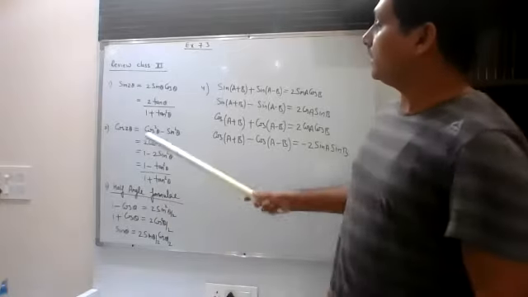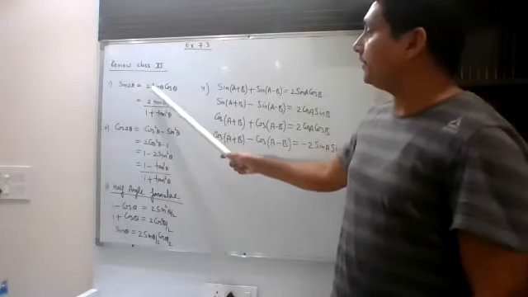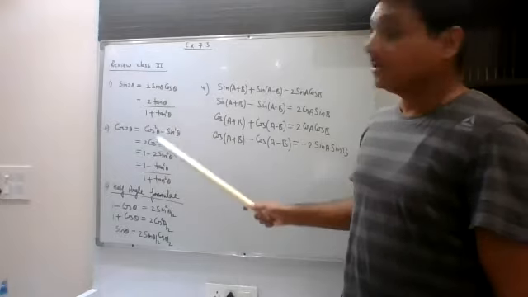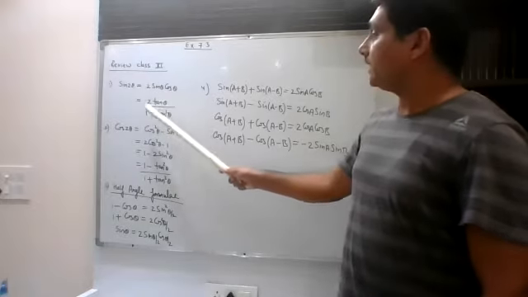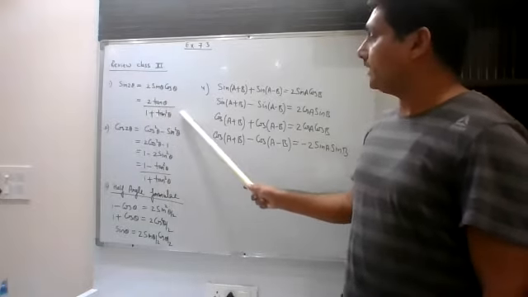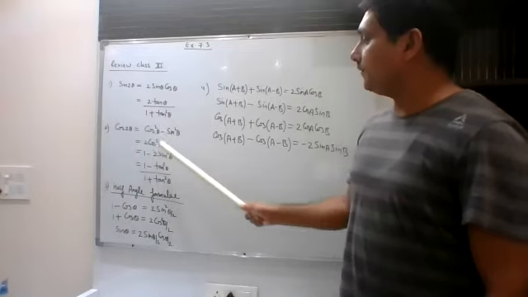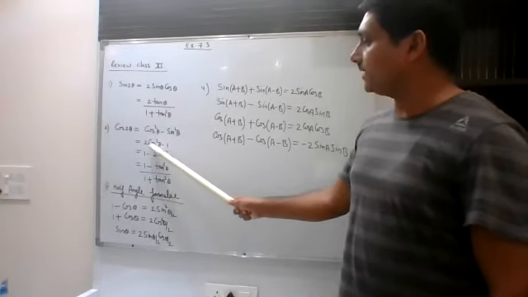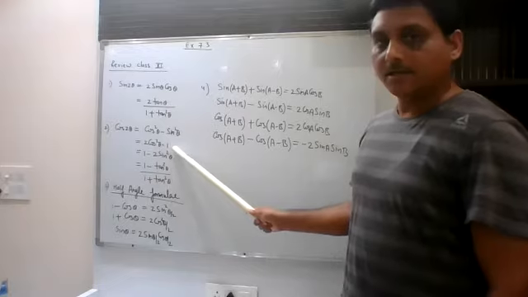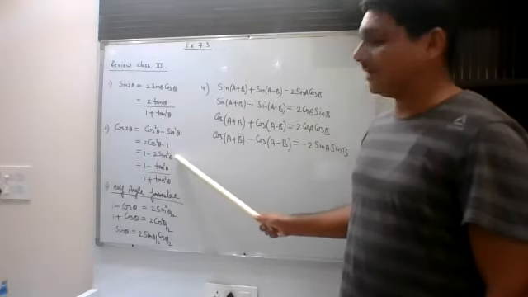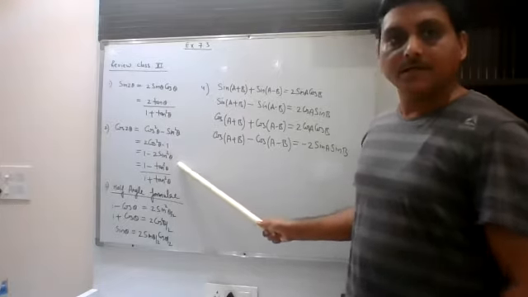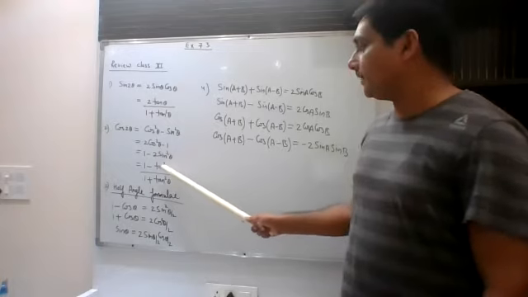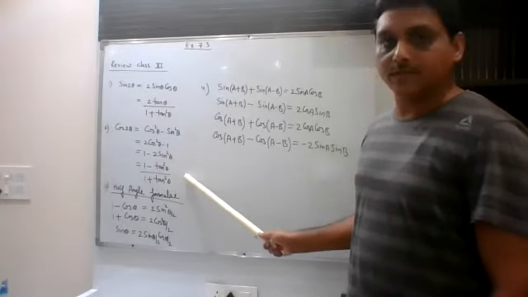First, you can see this sin 2θ. It was 2 sin θ cos θ. In terms of tan, we can write this as 2 tan θ upon 1 plus tan square θ. Cos 2θ was written as cos square θ minus sin square θ. This can also be written as 2 cos square θ minus 1. Another way of writing it is 1 minus 2 sin square θ. In terms of tan, we can write this as 1 minus tan square θ upon 1 plus tan square θ.